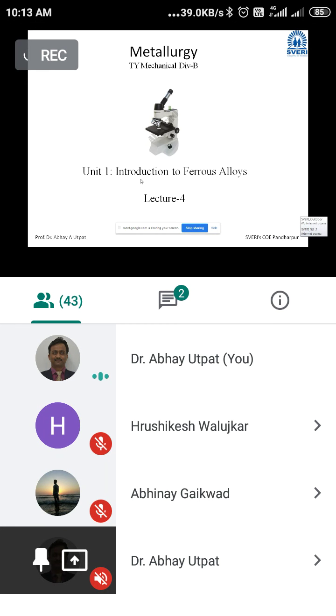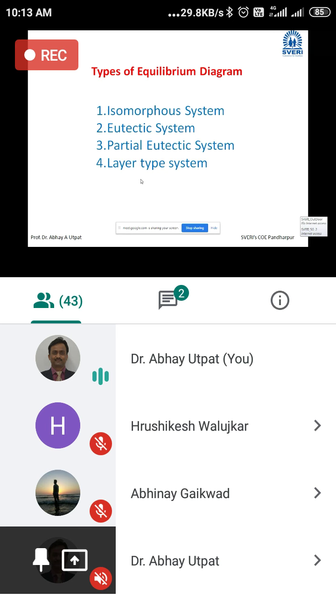Okay, so we'll start. In today's lecture, we are going to study these types of phase diagrams. Phase diagrams are of four types. First, the isomorphous system. Second, the eutectic system. Third, the partial eutectic system. And fourth, the layer type system. I hope you are noting down. Here we are going to draw all these four phase diagrams.